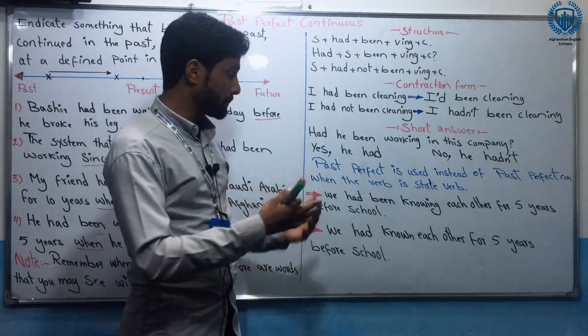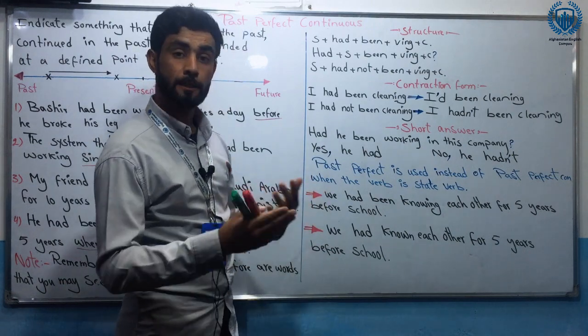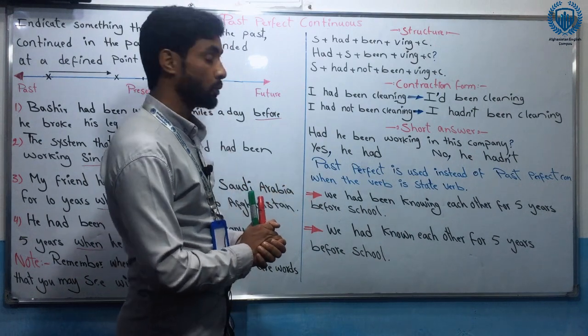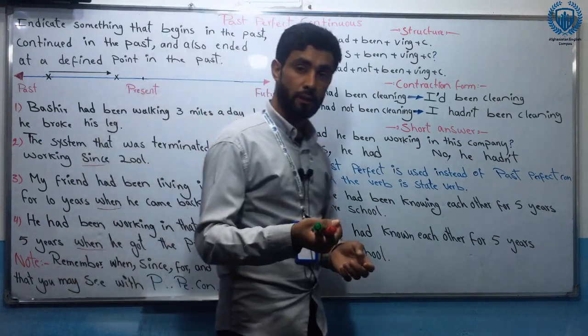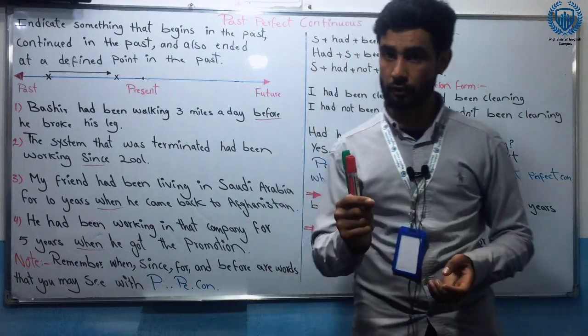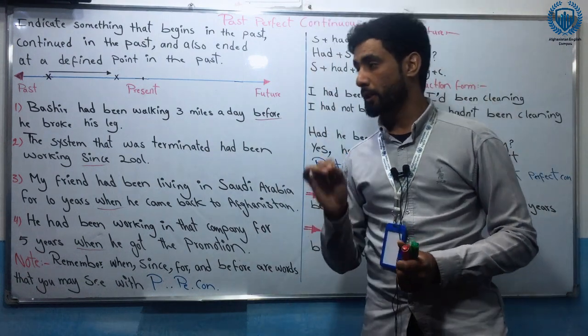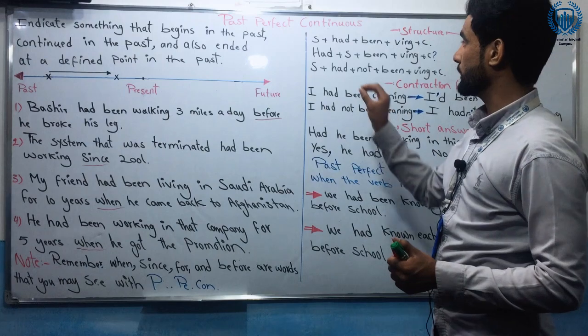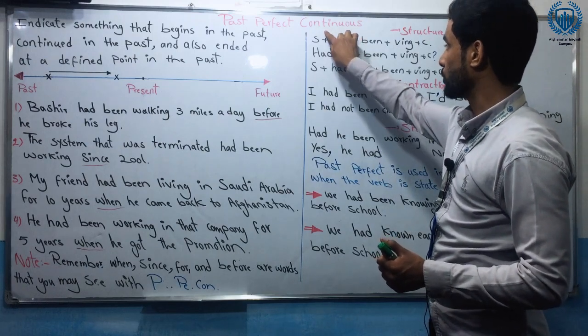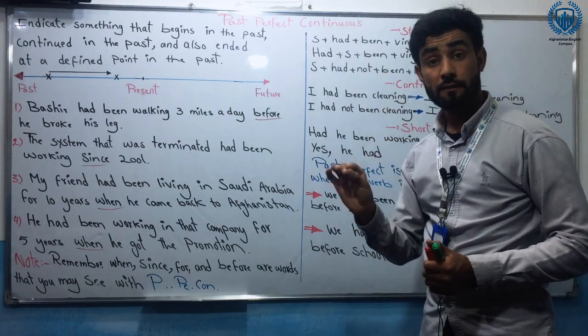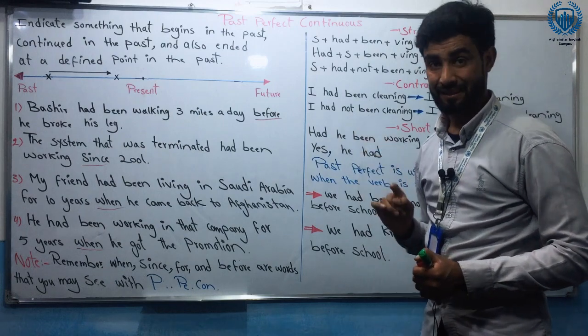So, the next part is about using past perfect continuous tense with state verbs. In many of the videos we explained about state verbs and action verbs. Remember, whenever we have a continuous tense, whenever we have the word continuous in a tense, the state verbs cannot be used with that tense.